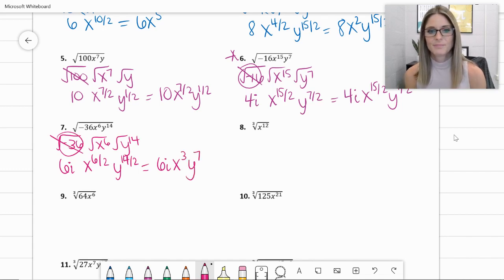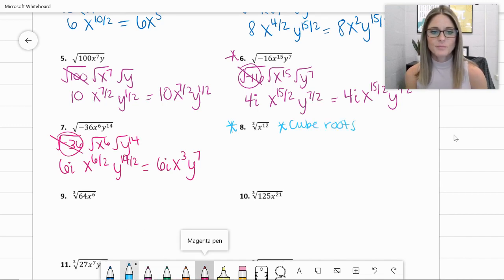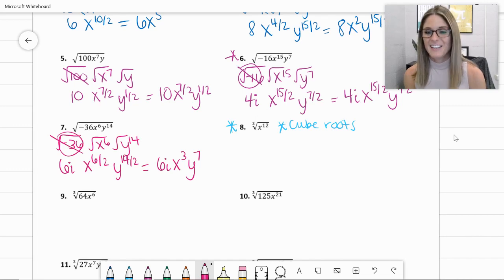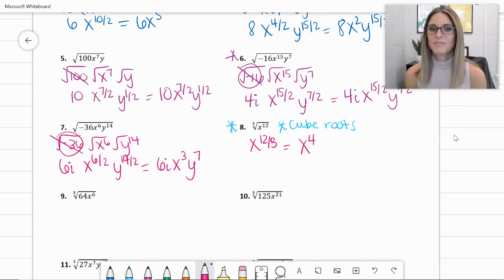Final answer. All right, number 8, we are going to switch over and look at cube roots. So starting with number 8, we will see cube root examples. We got the cube root of x to the 12th. So again, remember your index becomes your denominator. So if I rewrite this in rational form, and then I can simplify, 12 divided by 3 is 4. Cube root of x to the 12th is x to the 4th.